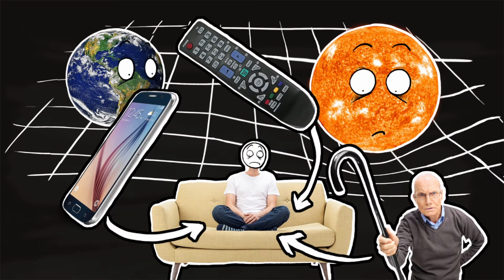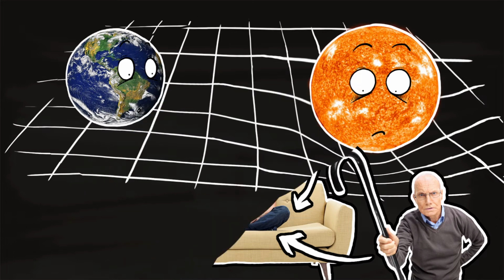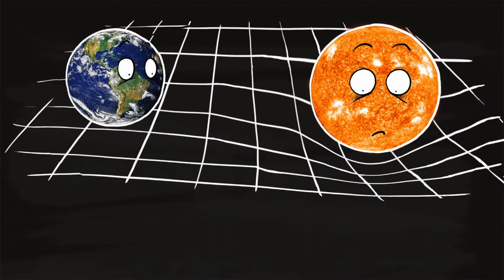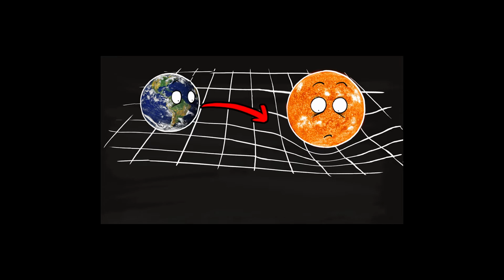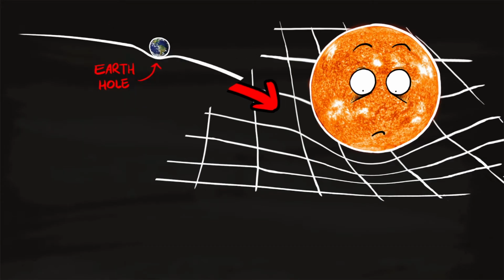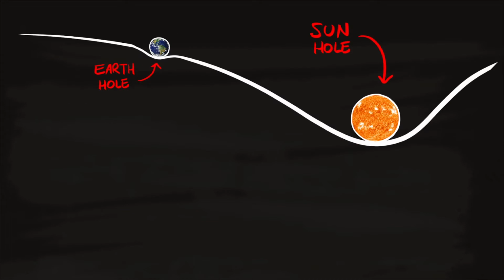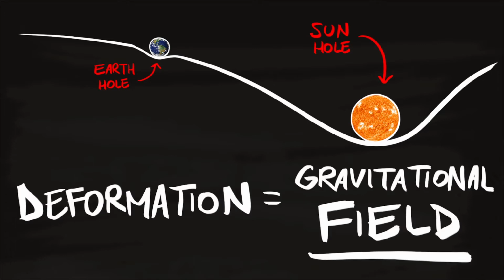No force is actually coming from you, just like no force is actually coming from the sun. It's just Earth moving inside the sun hole. But if you don't see the hole, you think, wow, the sun is attracting Earth, but it really isn't. Earth has its own hole too, but it's so tiny that its effect on the sun is almost invisible. This deformation produced by masses is called gravitational field.